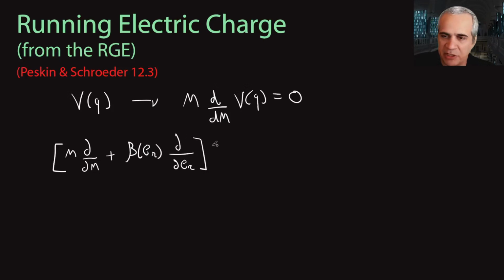But that's pretty much it. The electric potential will only have these two changes that need to compensate each other in order to keep this equation true. And that's it. So that's the equation we want to look at today. This is the RGE for the electric potential, instead of the Callan-Symanzik equation, which was applied to Green functions.